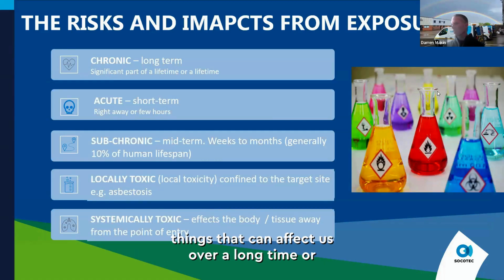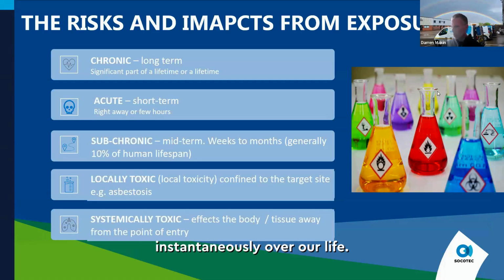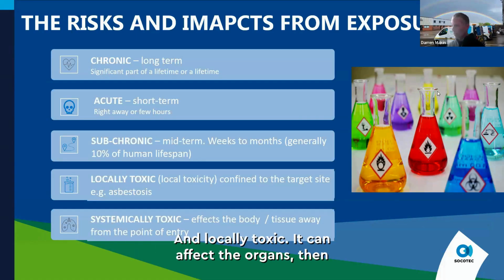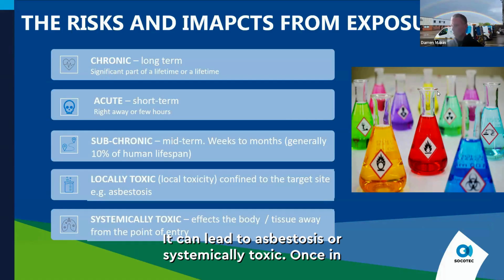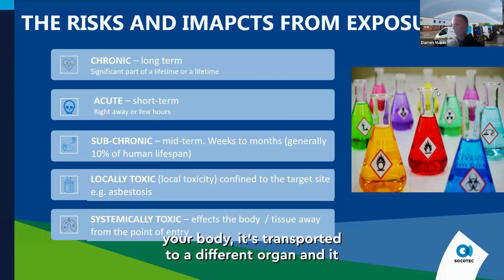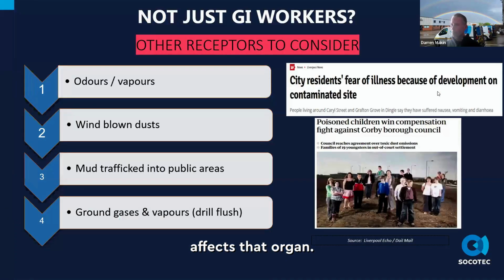They can be chronic, acute, or subchronic: things that can affect us over a long time, or instantaneously, over our life. And locally toxic, it can affect the target organs, such as when we inhale fibers into our lungs, which can lead to asbestosis. Or systemically toxic: once in your body, it's transported to a different organ and it affects that organ.